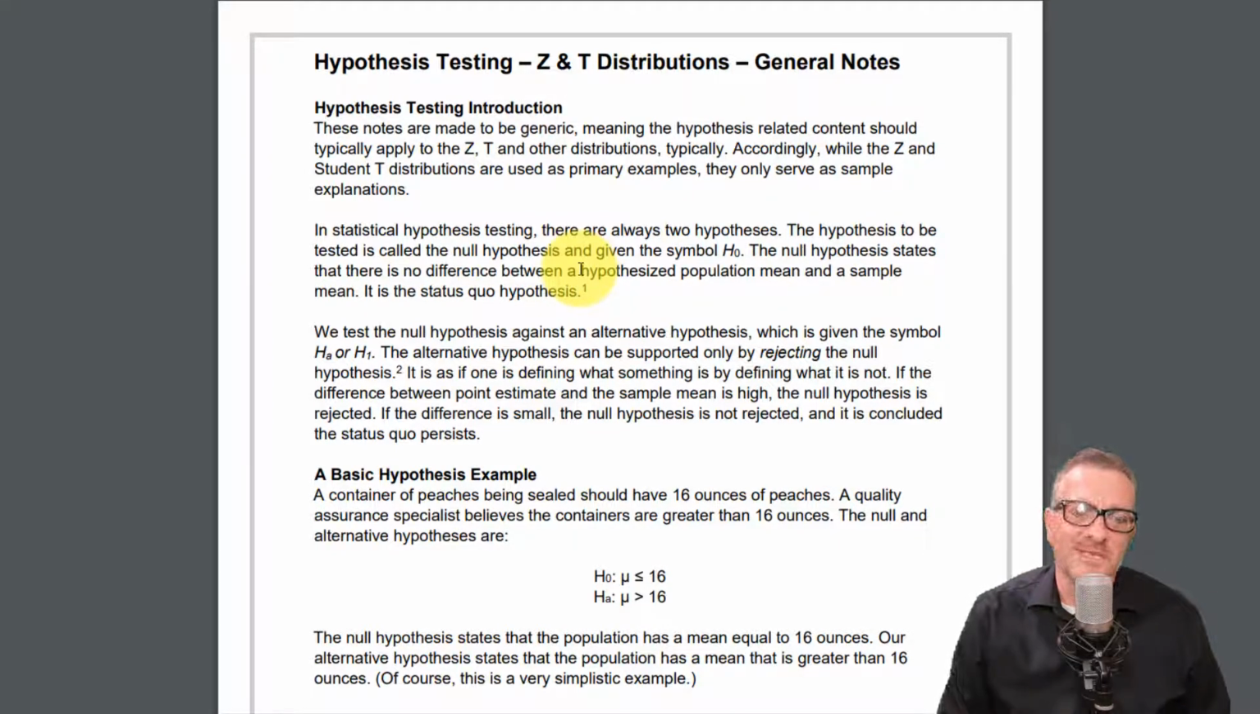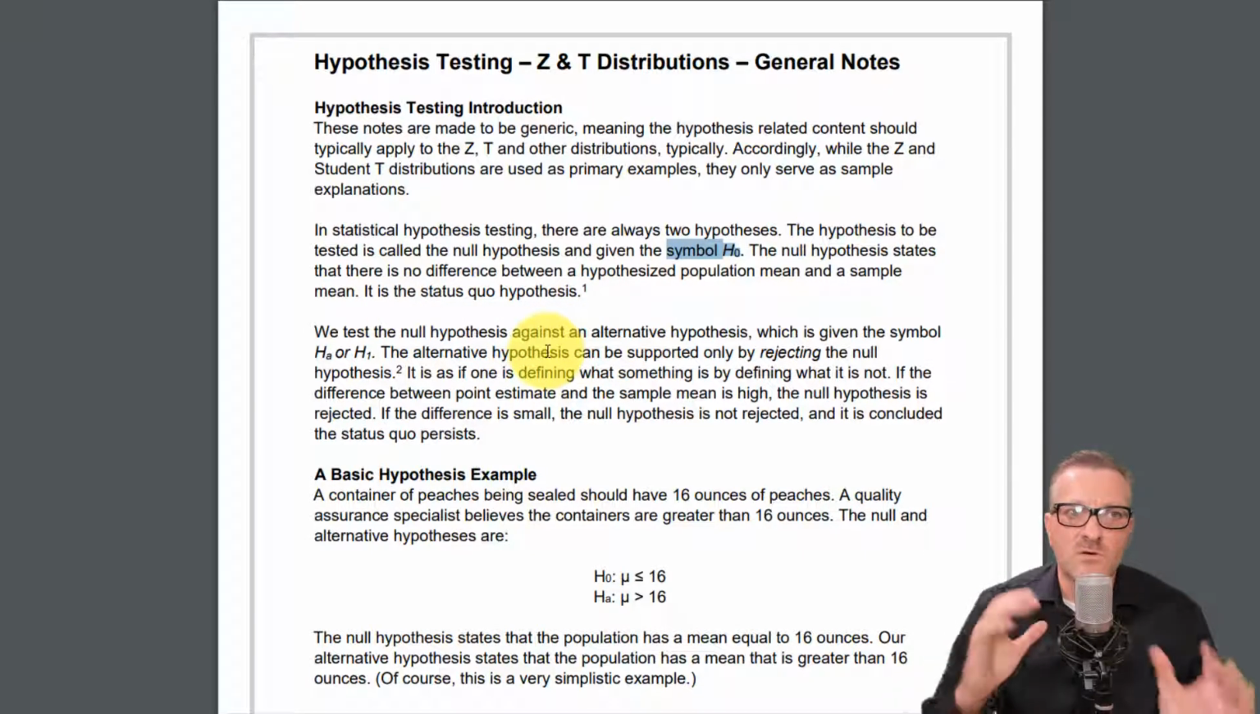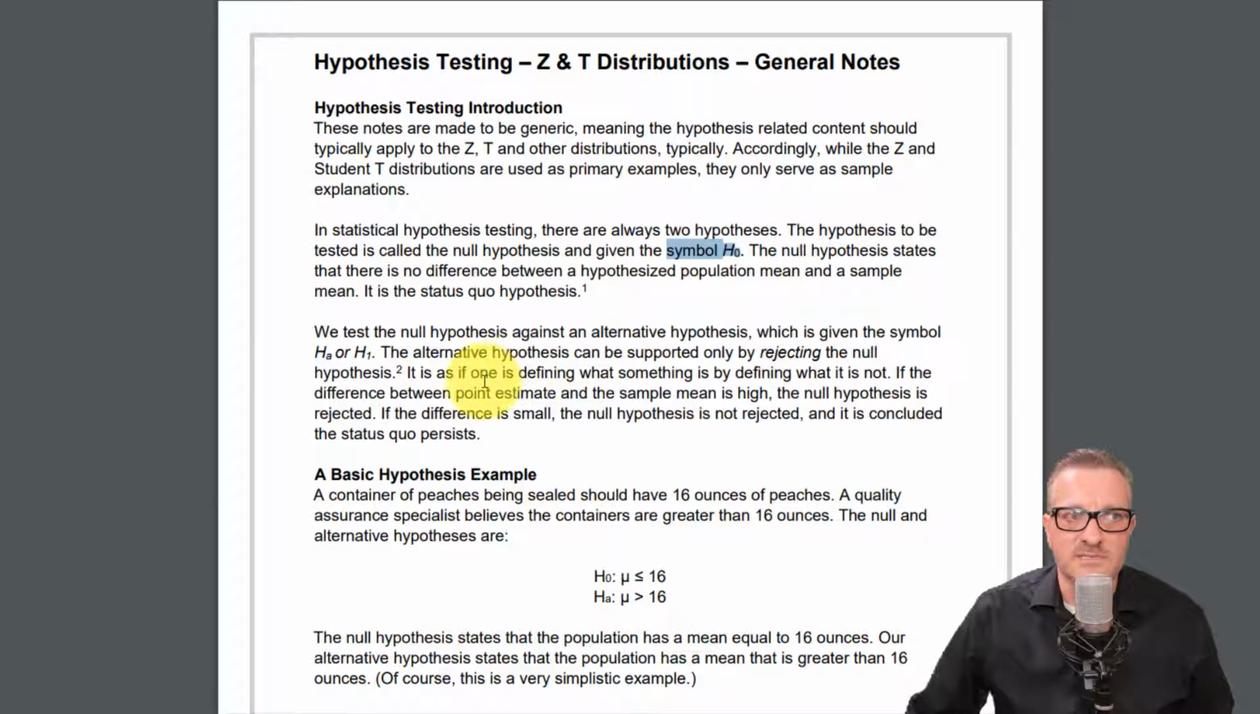So that's just the way it's set up. The null hypothesis is 0. I guess the null would fit, but it's the first one. So it is the baseline. It is what we expect the status quo is. So remember, null hypothesis is status quo. Nothing has changed is kind of what we are testing for. The null hypothesis states that there is no difference between the hypothesized population mean and a sample mean. It is the status quo. So that is the basics of that.